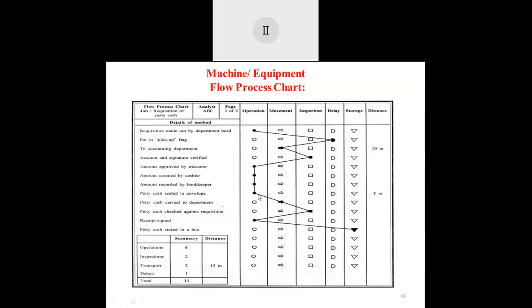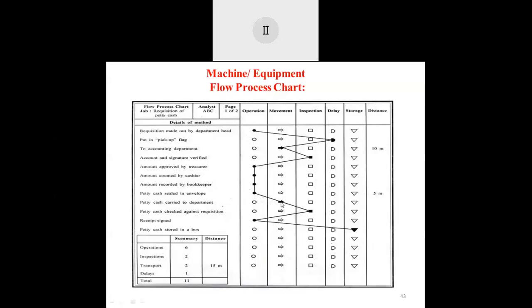Then again, petty cash is carried to the department. So it means there is some movement: after the cash is ready, it needs to be handed over to the department. So some movement. After that, petty cash is checked against the requisition.